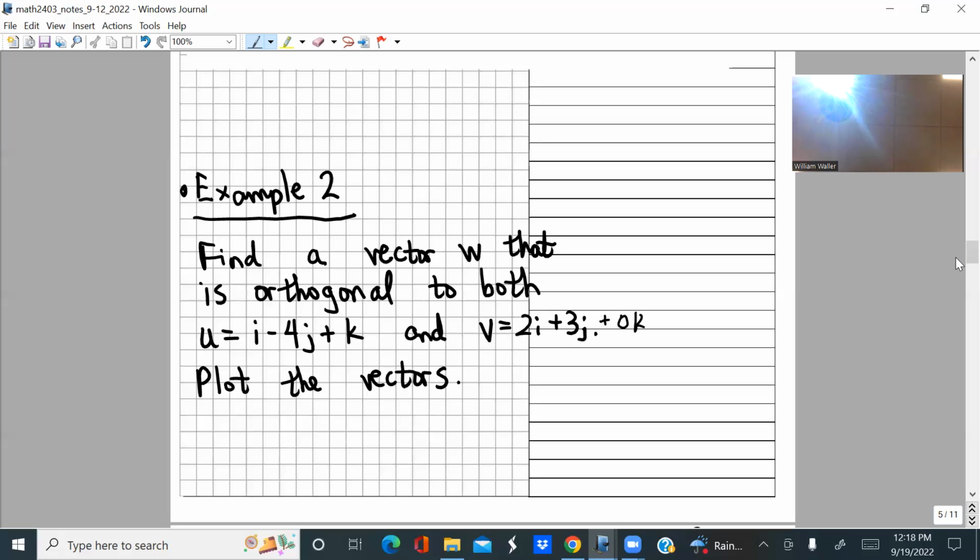So, now look carefully, watermarked is the X and the Y axes, right?